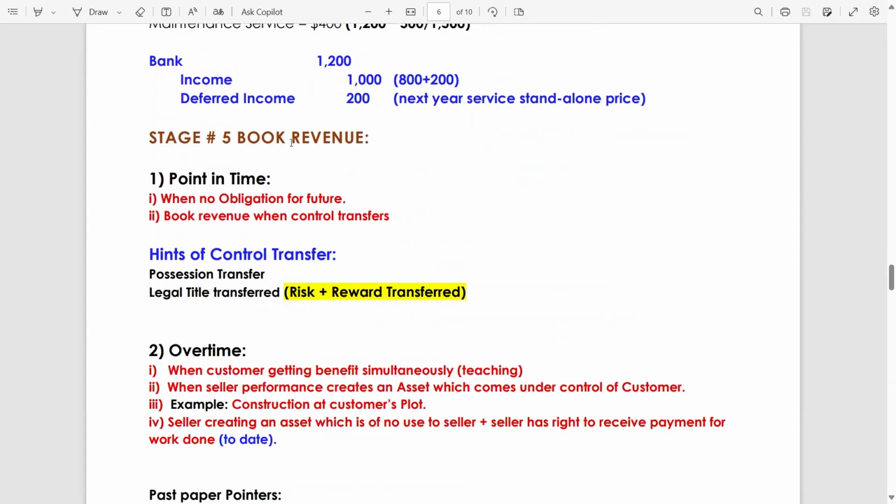When we recognize or book revenue, there are two methods: point in time and over time. What is meant by point in time? Point in time means there is no performance obligation for the future. It means you have transferred the control, the legal title, risk and reward. So in that case, you can book your revenue at a point in time. Book revenue when control transfers: hints of control transfer are possession transfer, legal title transfer, risk plus reward transfer.